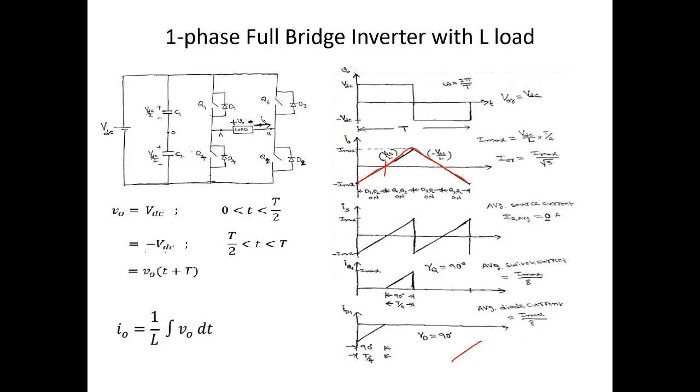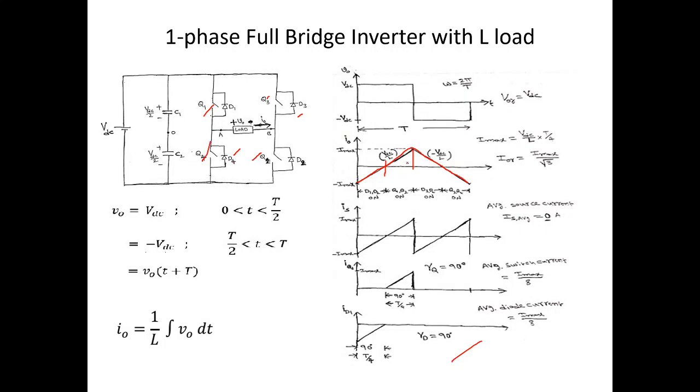voltage is positive and current is negative, so D1 and D2 are going to conduct. Similarly, during the next quarter cycle, the current and voltage are both positive, so Q1 and Q2 are going to conduct. During the next quarter cycle, voltage is negative and current is positive, so D3 and D4 conduct. Similarly, for the next quarter cycle, voltage and current are both negative, so Q3 and Q4 are going to conduct.